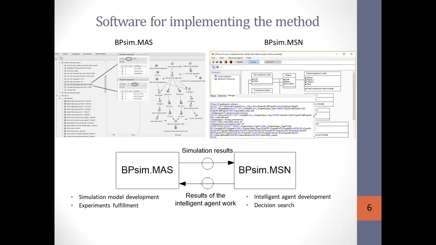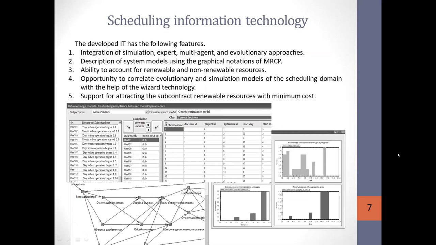The BabySim MAS system is intended for the development and application of multi-agent models. The BabySim MAS system supports development of intelligent agents in order to manage the developed models and to search for decisions. The developed information technology for decision-making, modeling, and scheduling business processes has the following features: integration of simulation, expert, multi-agent, and evolutionary approaches, and description of system models using graphical notations, which is convenient for non-programming users.